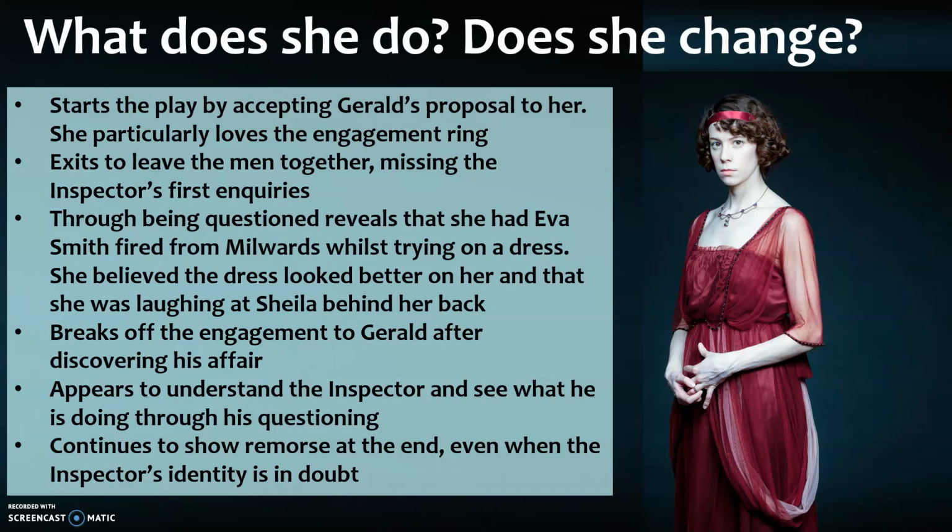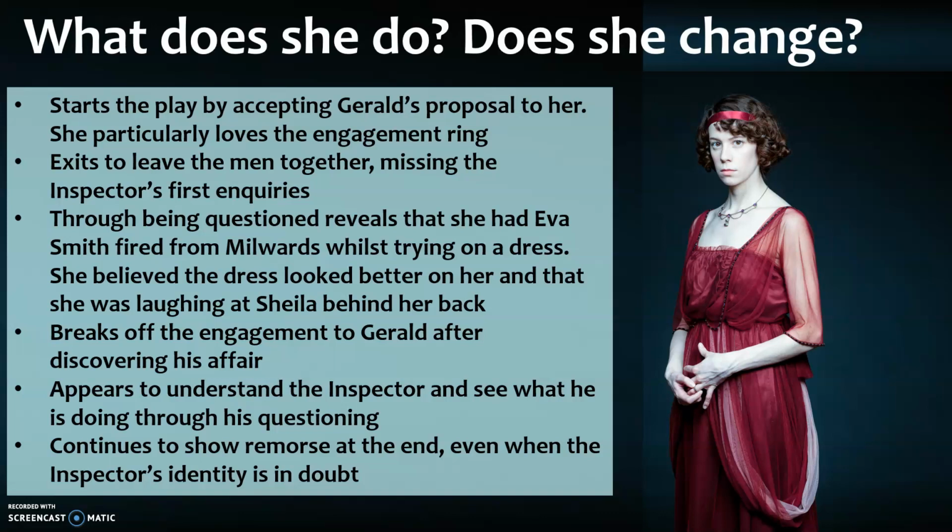She's the second one to be interrogated though, and it reveals that, as we said a minute ago, she had Eva Smith fired from Millward's, which was this shop, whilst Sheila was trying on a dress. She believed that the dress looked better on Eva Smith when it was held up against her to get a feel for it, and then she thought she caught her smiling behind her back while she was looking in the mirror and saw the reflection of this girl laughing, she believed, and she used her influence to get her sacked from the job.